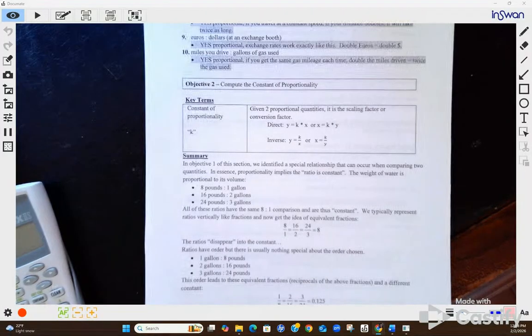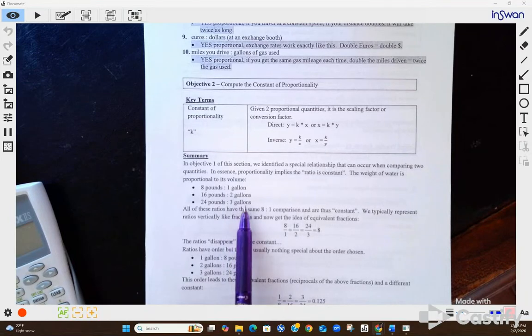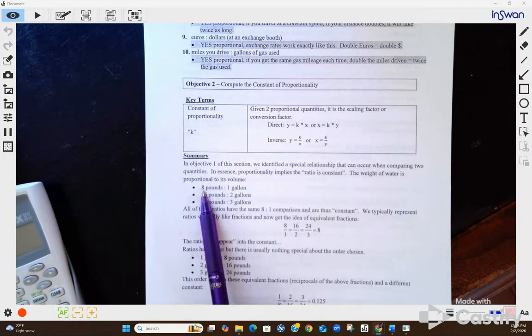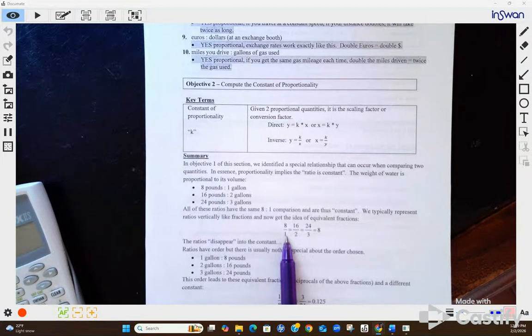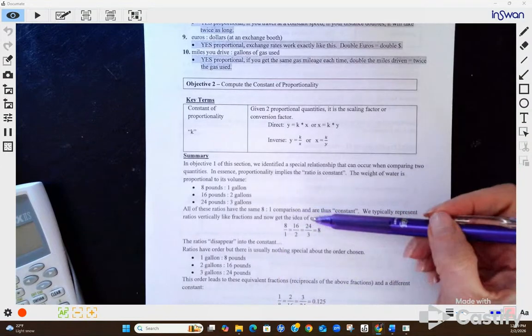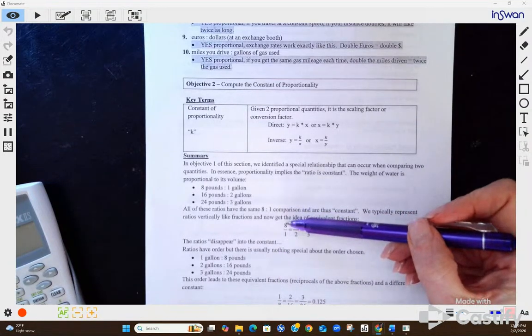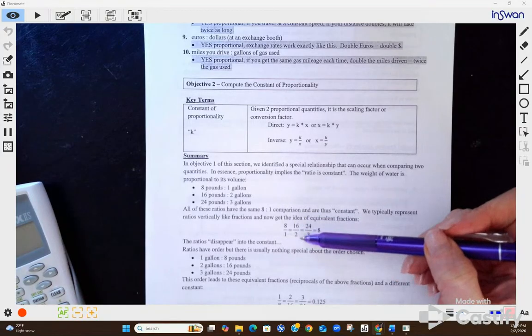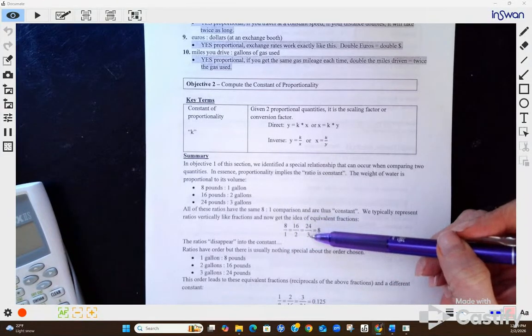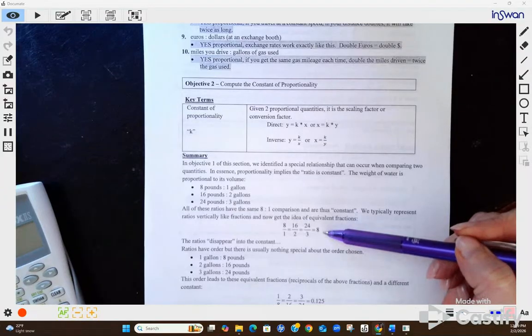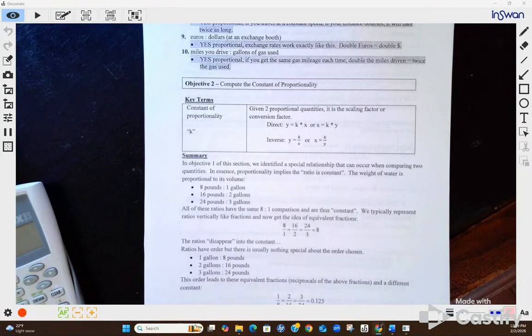Okay, so just some examples. So we talked about that if you double the volume of something, it would double the weight. So if we have 1 gallon weighs 8 pounds, then that would mean 2 gallons weighs 16 pounds, 3 gallons weighs 24 pounds. So you can set those up as ratios and as a proportion. 8 pounds for 1 gallon, 16 pounds for 2 gallons, 24 pounds for 3 gallons, and they all are equal to 8. So that the ratio sort of disappears.